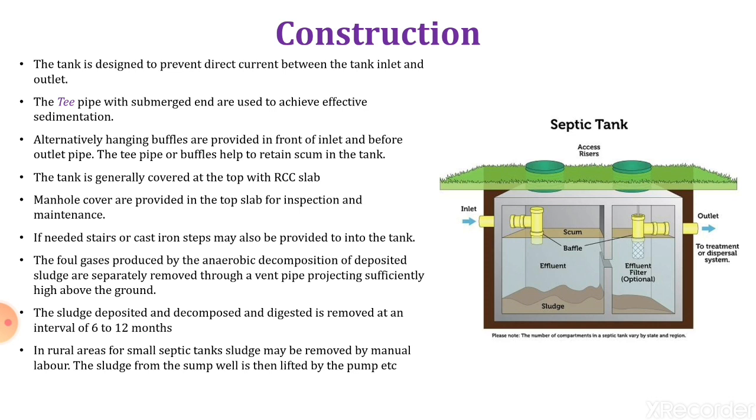The foul gases produced by the anaerobic decomposition of deposited sludge are separately removed through the vent pipe, projected sufficiently high above the ground. The sludge deposited, decomposed and digested is removed at intervals of 6 to 12 months. In rural areas, for small septic tanks, sludge may be removed by manual labor. The sludge from the sump well is then lifted by a pump, etc.